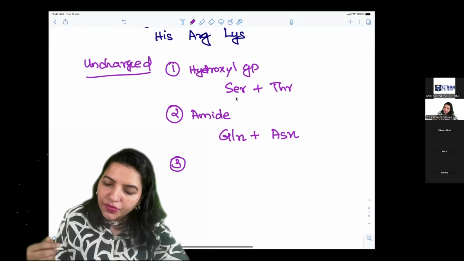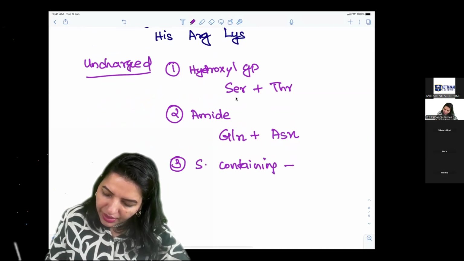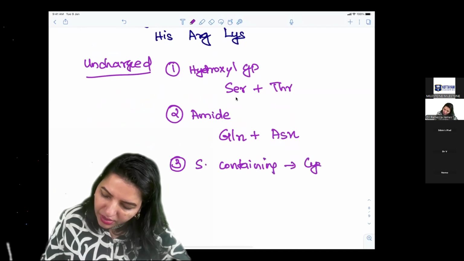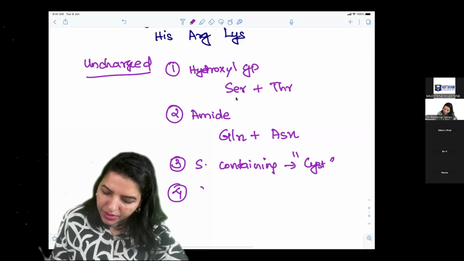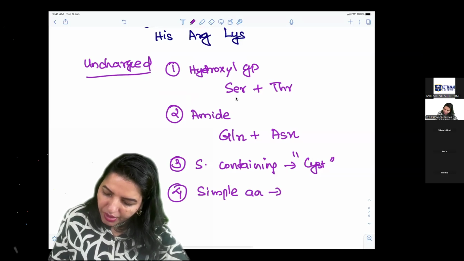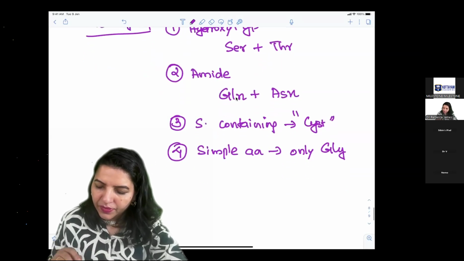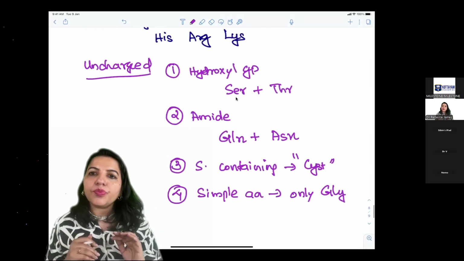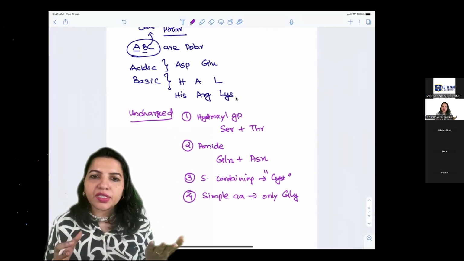Then in the sulfur containing amino acids, we can write here only cysteine. Only cysteine. Then simple amino acid, only glycine. Only glycine. So these are the polar amino acids. So ABC is very easy to learn.